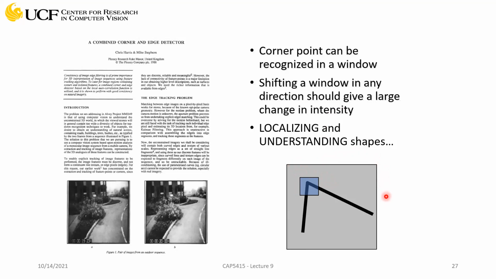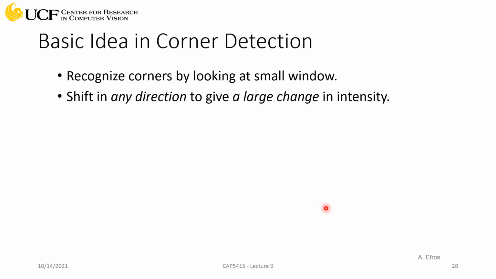Let's say this is your image patch, and this is your small window. This window will play the role of a kernel, and it will try to figure out whether in this particular location a corner is present or not. If it's present, then you're localizing where the corner is. And if you detect corners in the whole image, that will also give you a high level idea about what kind of shape is present in this image. So we look at small windows.